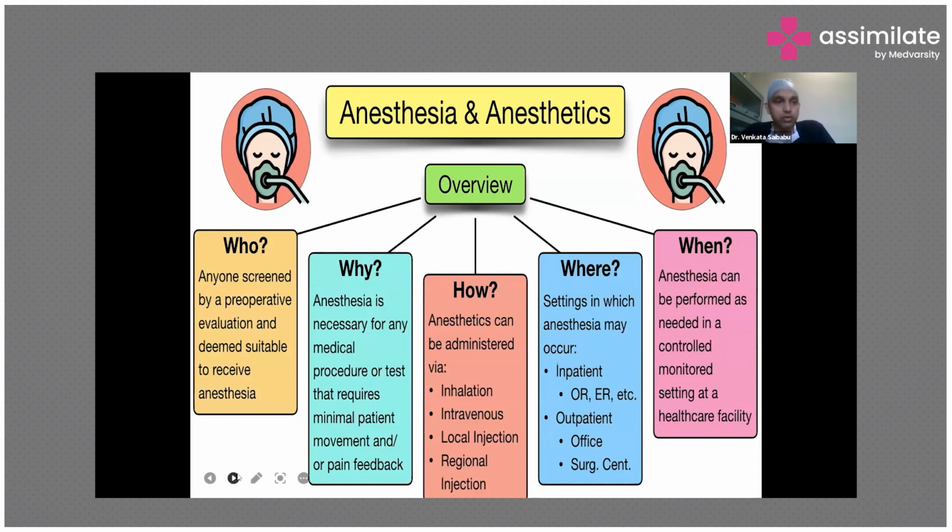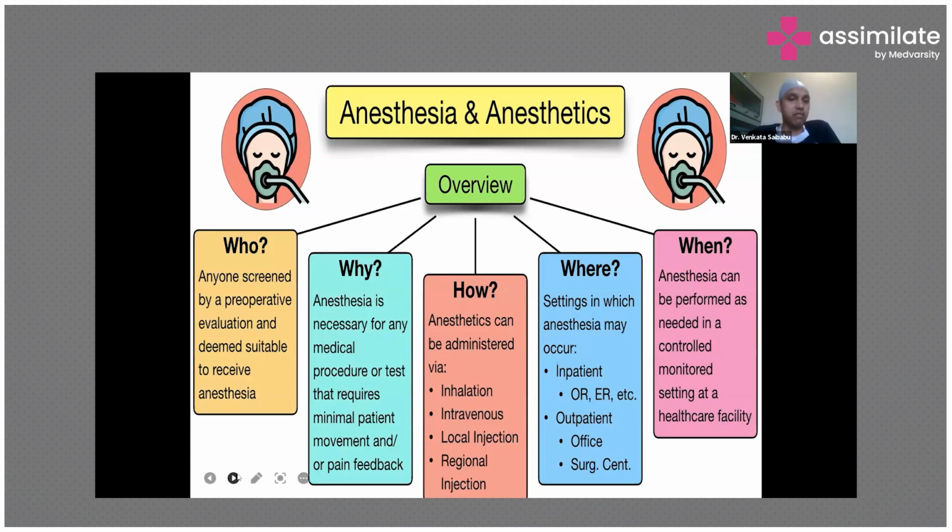The anesthesiologist will perform a formal pre-anesthetic checkup. He decides whether the patient is fit for the selected anesthetic procedure or not. Based on that, if the anesthesiologist feels any further evaluation is needed, he'll ask for a cardiologist, neurologist or nephrologist consultation based on the requirement of the patient. So anyone who's screened by a preoperative evaluation and deemed suitable can receive anesthesia.